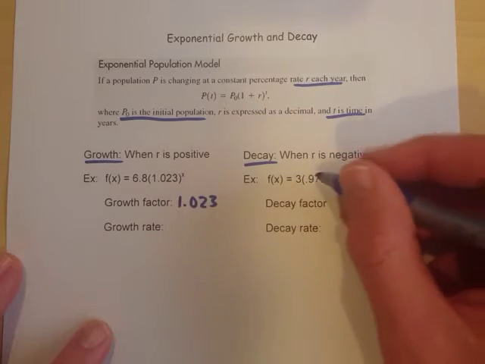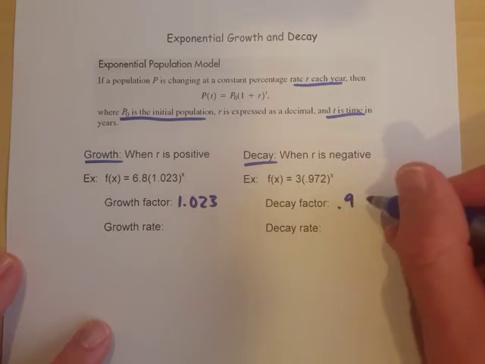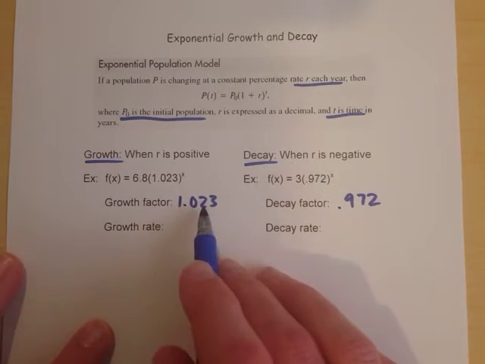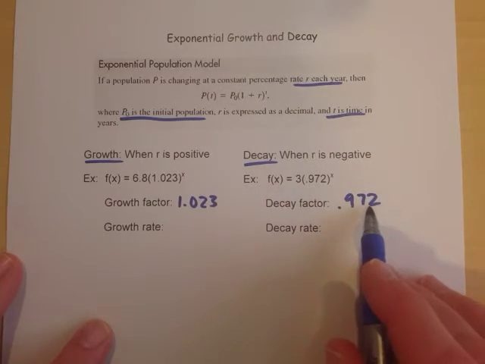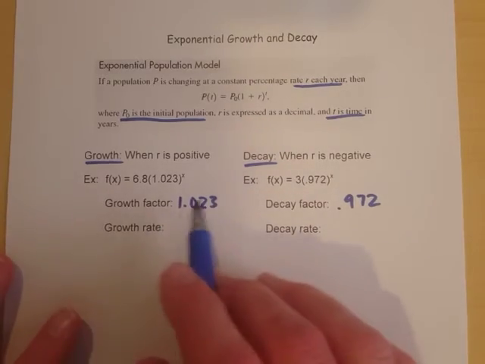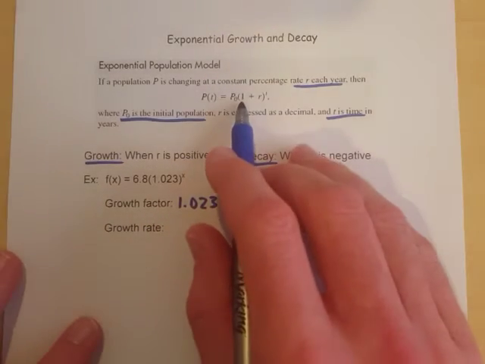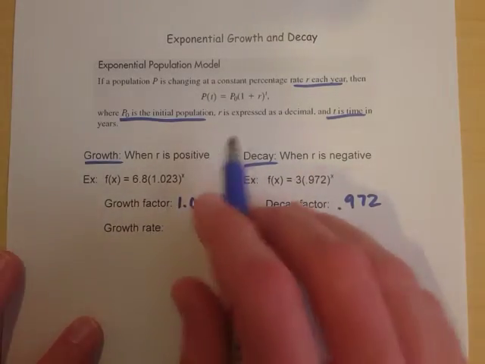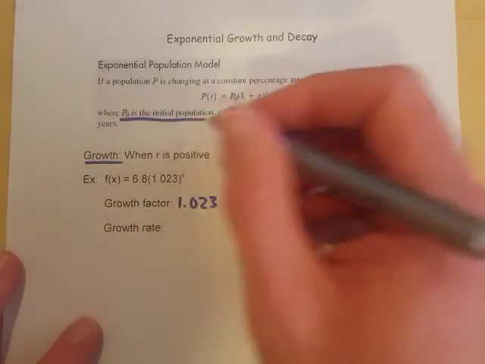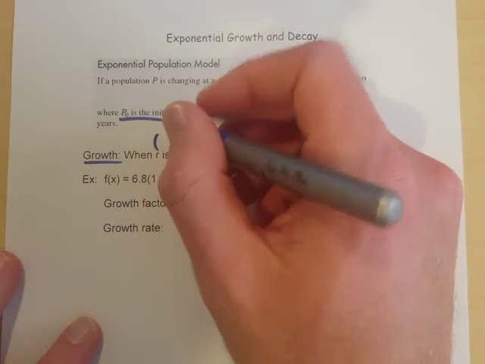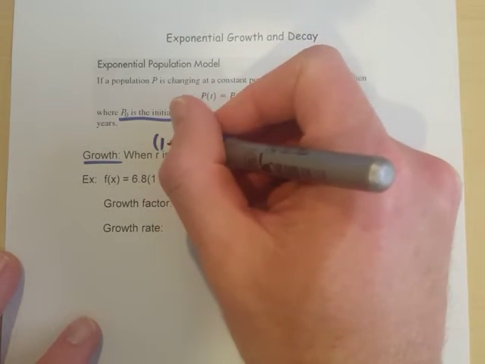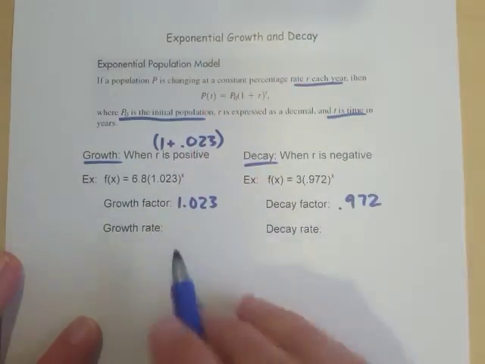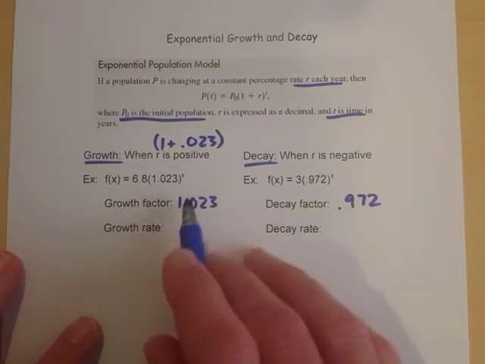It's just whatever is on the inside there, and I want you to notice the difference about these two pieces. One of them is slightly above 1 and one is slightly below 1, and that's where r comes in. So with this formula we'll notice we have 1 plus r. So this becomes growth when r is positive. So in this case, what went in the parentheses was 1 plus 0.023. That's how we got the 1.023 in this case.